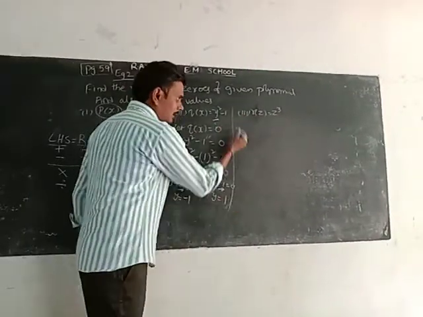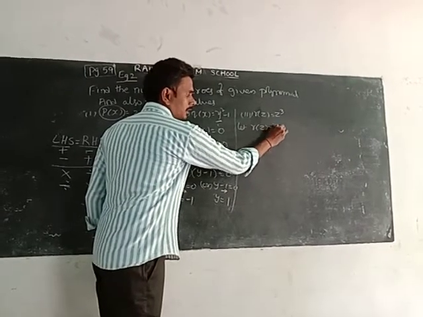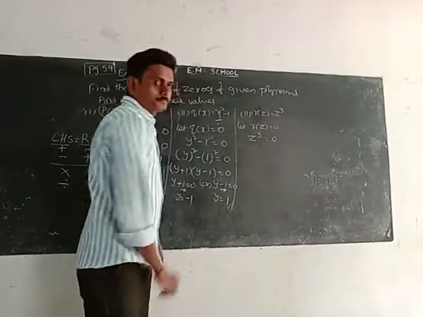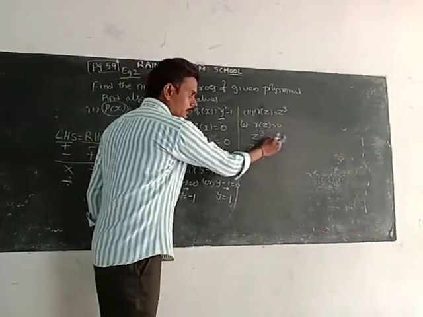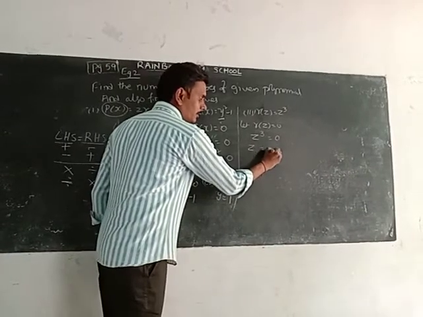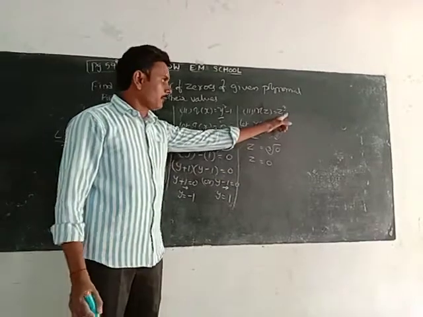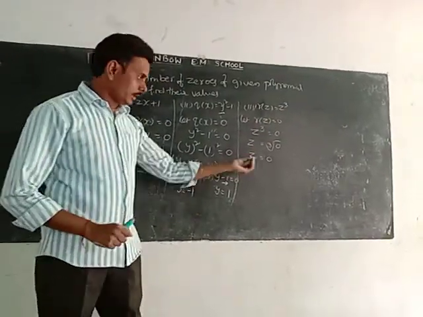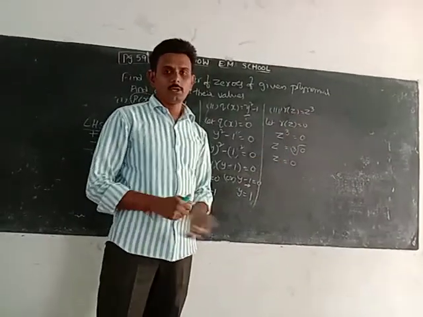Now we have to do the same process. Let r of z equal to 0, that is z cube equal to 0. Now apply the cube root on both sides. The cube root of 0 is 0 only. According to the degree, 3 solutions we will have. So the 3 zeros are 0, 0, 0. These 3 zeros are the solutions of the polynomial.